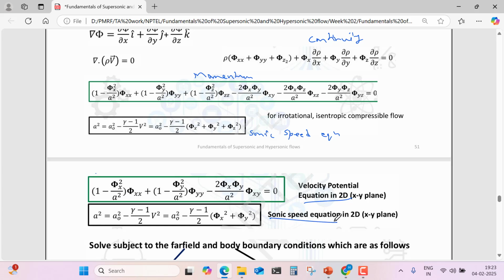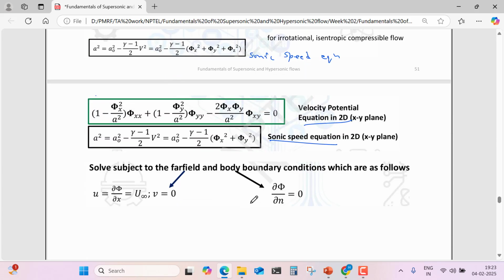This is the sonic speed in 2D equation. There are two boundary conditions. One is the body boundary condition. On the body, the velocity normal to it should be 0. So this is the boundary condition for that. And for the far field, velocity should be equal to free stream velocity.